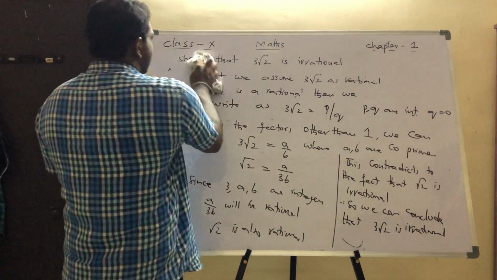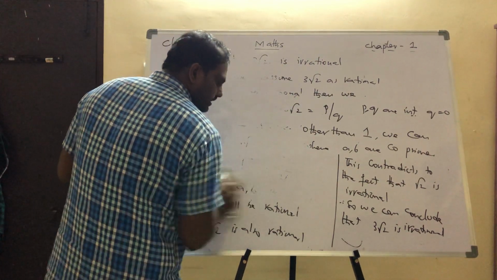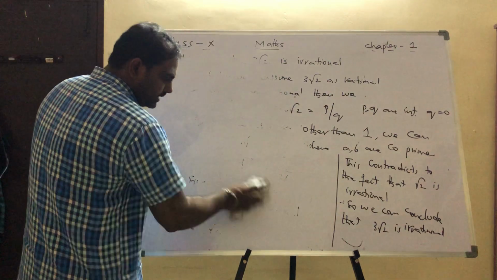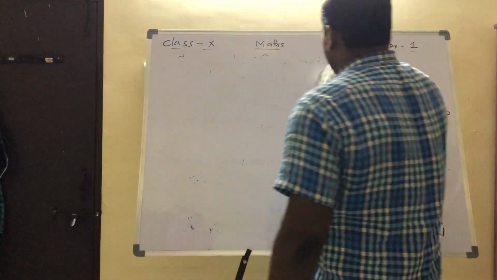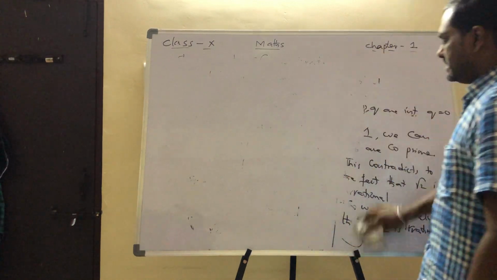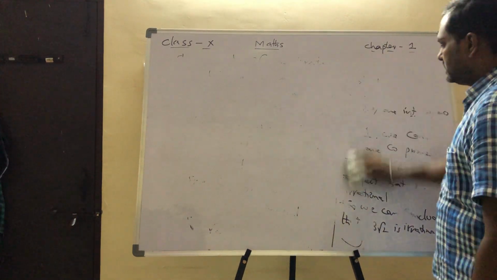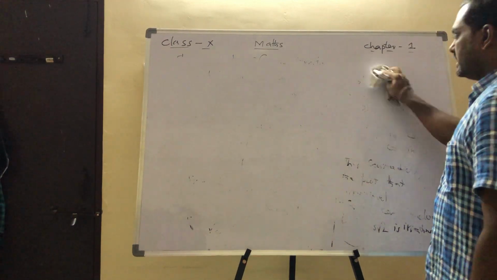Okay. Next. Whatever the fact is, whatever the point to be understood, you have to follow the same method. First, we have to assume it as rational, and we have to prove that it is not rational. Since it is not rational, no doubt it is irrational.